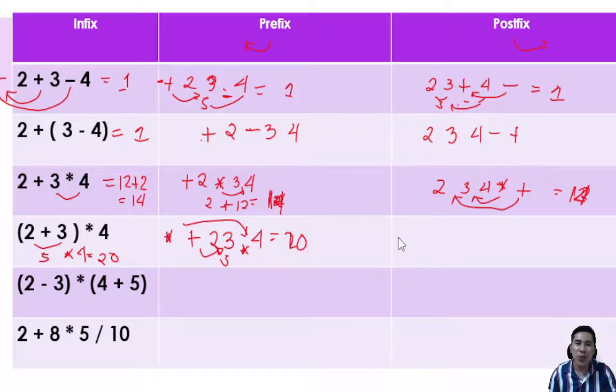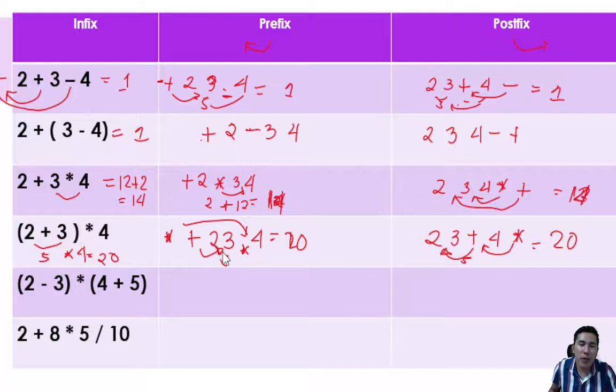So we have here 2 plus 3 times 4 for postfix. You have 2, 3 plus, and then you have here 4 times, which is again 2 plus 3 is 5, and then the result of this one is multiplied by 4, which is 20.